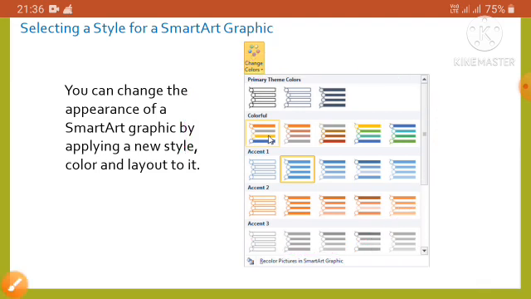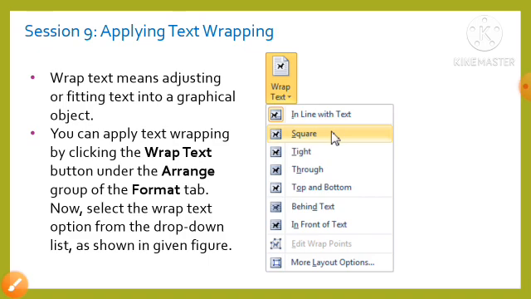Now, the next part is applying text wrapping. Wrap text means adjusting or fitting text into a graphical object. Suppose the text that we have typed inside an object does not fit properly into the specified area. In this situation, we can use the wrap text feature to set the text into the selected object. We can also wrap the text around an object to provide a better look to the document. We can apply text wrapping by clicking the Wrap Text button under the Arrange group of the Format tab. Now select the wrap text option from the drop-down list as shown in this figure.